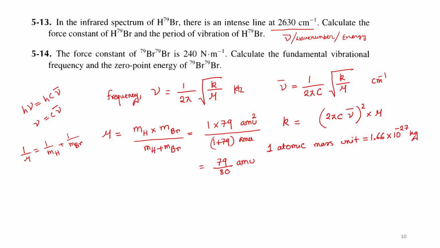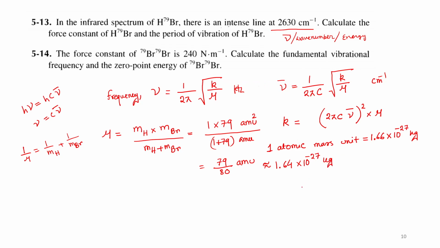Okay, I may be wrong. Let us see. I think I'm correct, 10 to the minus 27 kg. I should not confuse you. So let us see how much we got. Let me use my phone calculator. So we got 79 divided by 80 into 1.66, which is nothing but 1.64, let me take it approximately, into 10 to the power minus 27 kg.